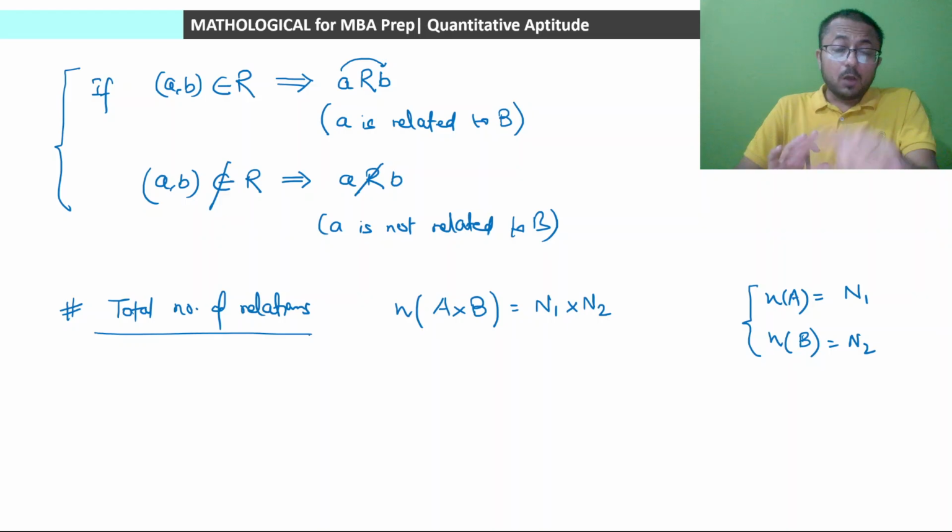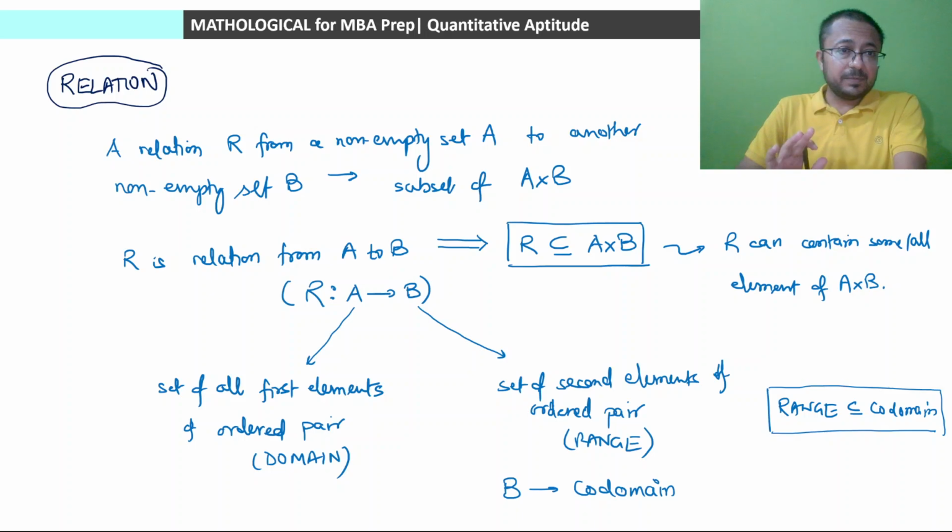ठीक है, तो how many relations are possible? अब in a relation, जो अभी definition में देखा, relation R from a non-empty set A to another non-empty set B, that is always a subset of A cross B.